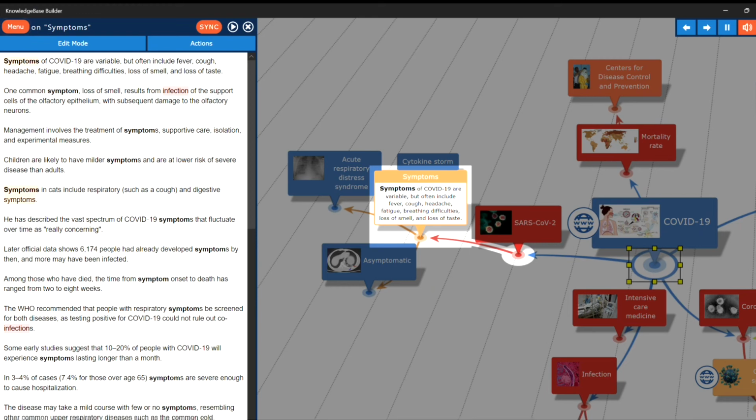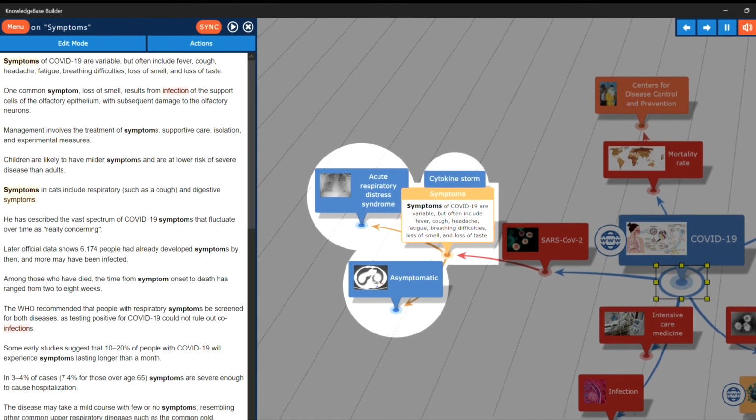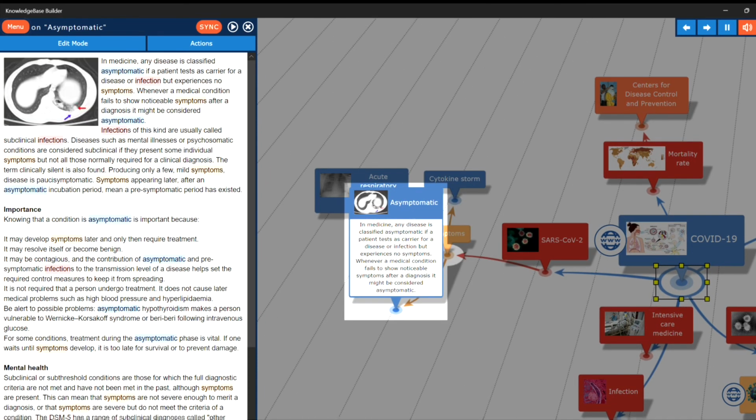Symptoms. Symptoms of COVID-19 are variable, but often include fever, cough, headache, fatigue, breathing difficulties, loss of smell, and loss of taste. The topic, symptoms, in overview. Asymptomatic. In medicine, any disease is classified asymptomatic if a patient tests as carrier for a disease or infection but experiences no symptoms. Whenever a medical condition fails to show noticeable symptoms after a diagnosis, it might be considered asymptomatic.